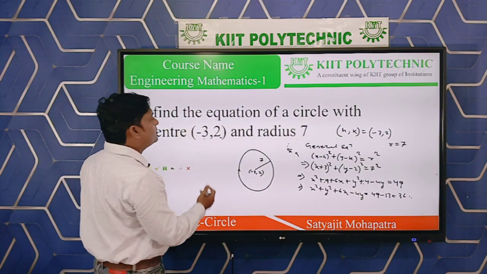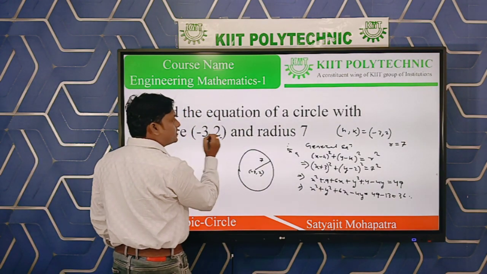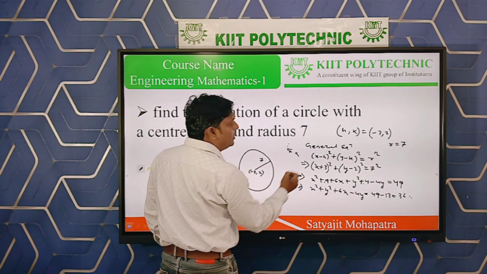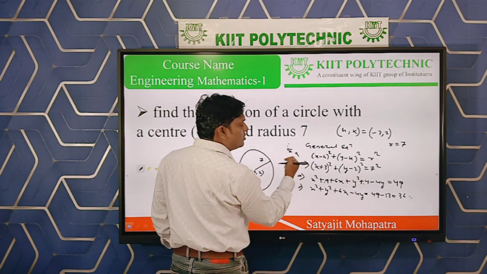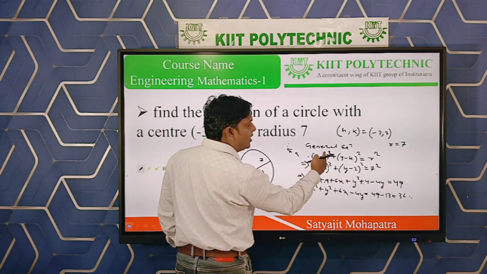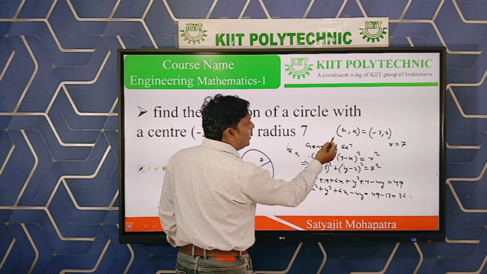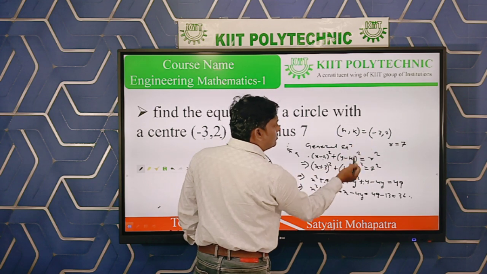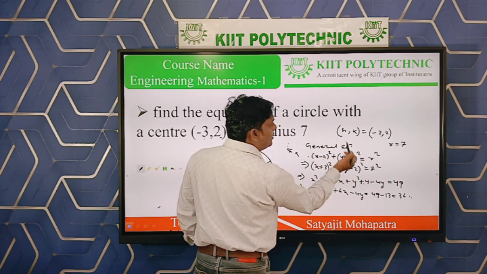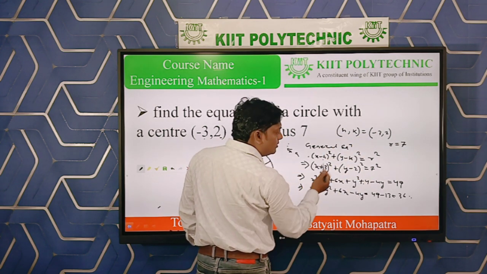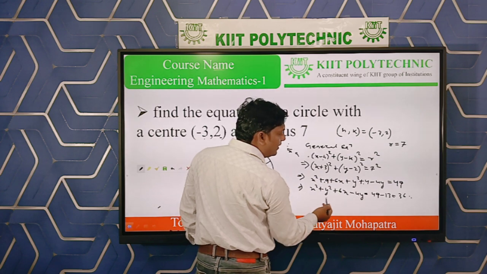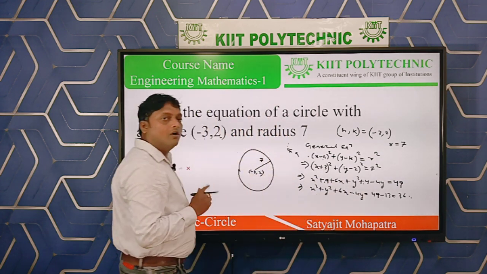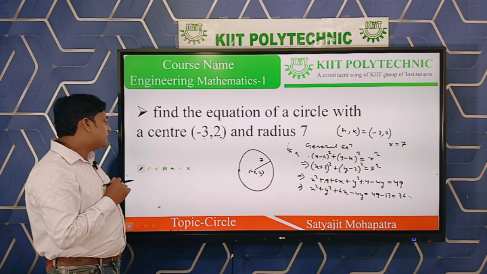Try to get this: center given, (h, k) given, r given, equation known. Just remember the equation and put the values over there. We put h as minus 3, k as 2, and r as 7, then we simplified and finally got this equation. Okay, next.